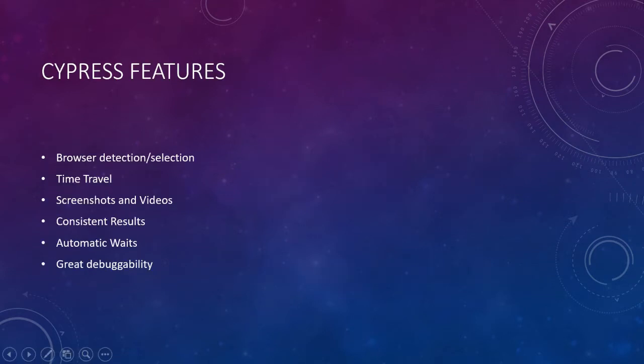Now let's look at the important features of Cypress. So Cypress allows the detection of the browsers which are installed on your system. And there is a drop down. When you click on that, it will show all the browsers which are installed on your system, and you can select any of those browsers and target the execution on that browser. So that's one of the features.